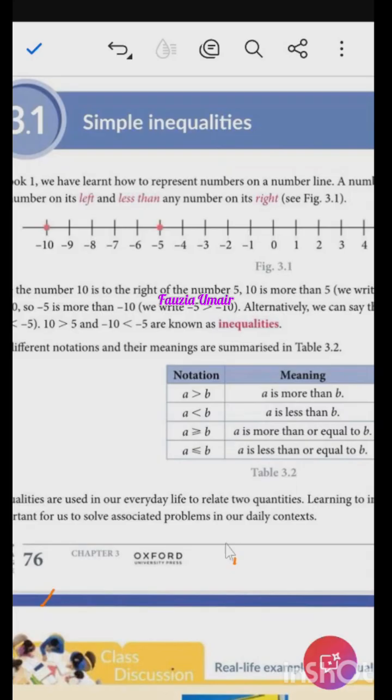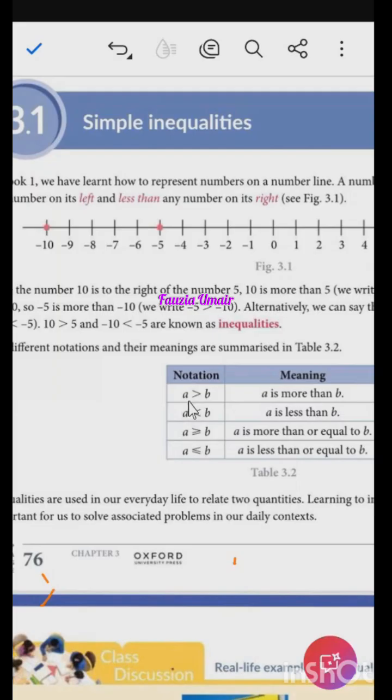But where we start graphs of inequalities, shading regions, that whole part can also come in your paper 2, because they are the analytical part. They merge with other concepts also. So I will tell you when we reach that point. Okay? Achha, now there are 4 different types of inequalities.